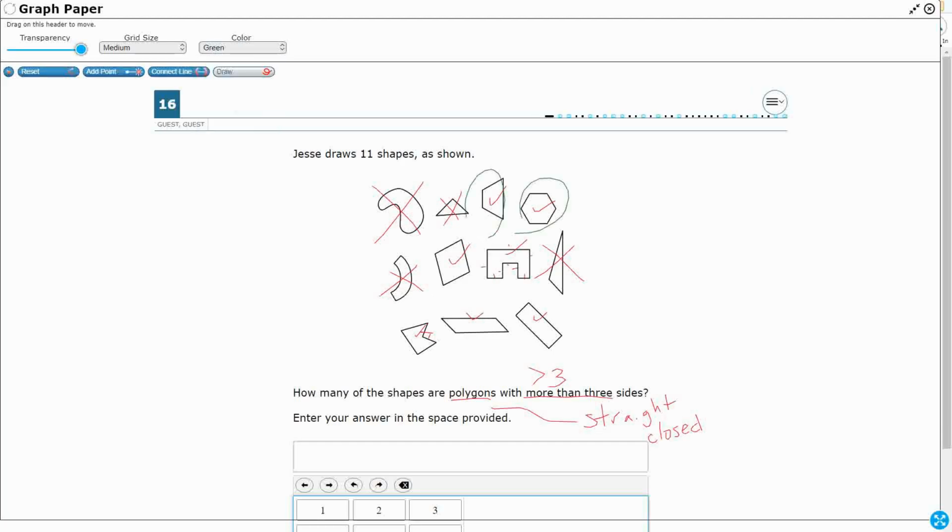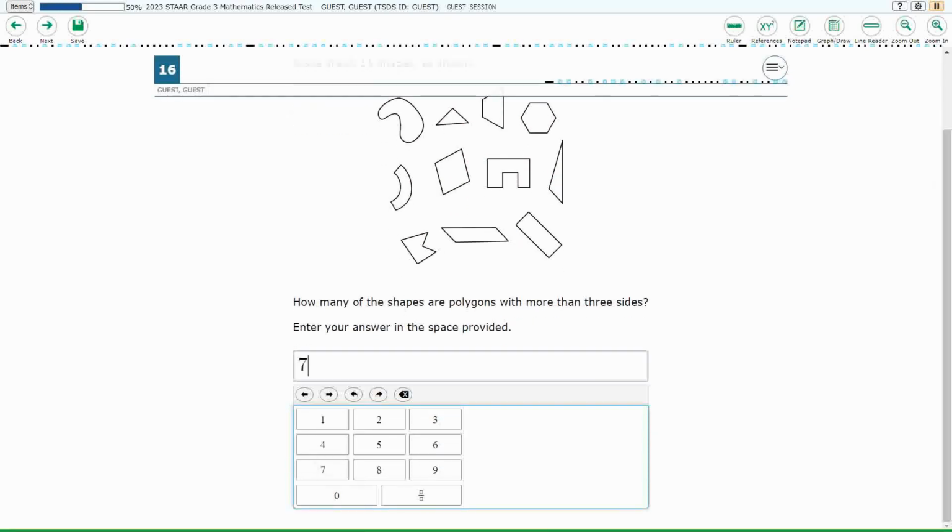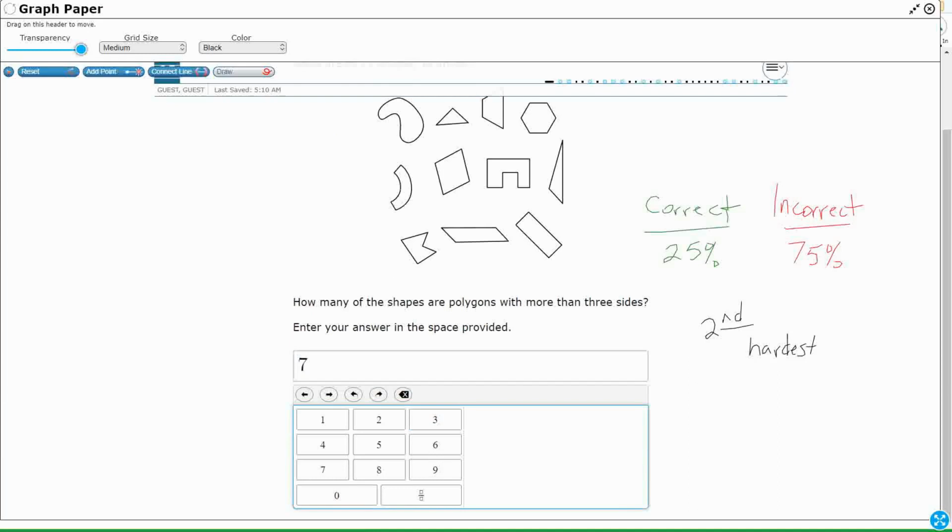I've got 1, 2, 3, 4, 5, 6, 7. All right, so that's what we do. We just type in the number 7 down here. Let's see how we did across the state of Texas. So this was the second hardest problem on the entire test. And I believe this was more of the problem than this.